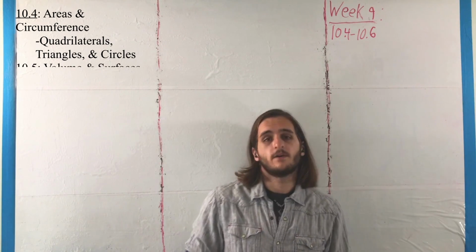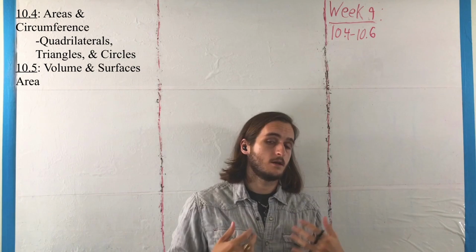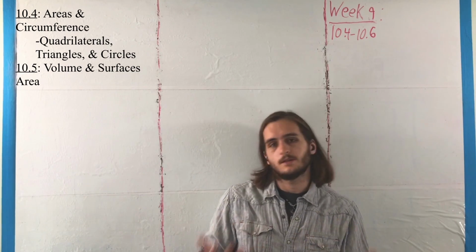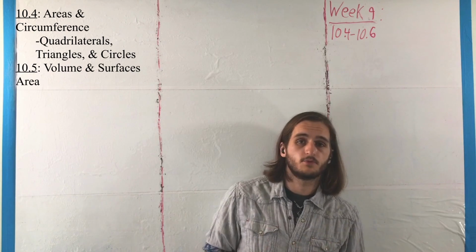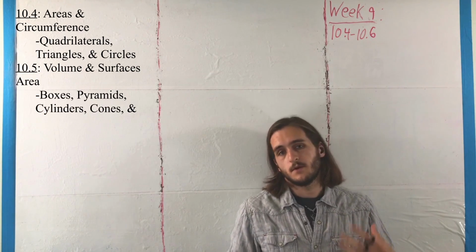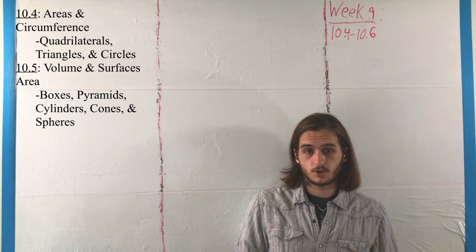Then, in section 10.5, we're going to be taking our ideas of two dimensions and spreading them out to talk about things in three dimensions. We're going to be looking at volumes and surface areas. So, a lot of basic shapes here, things like rectangular prisms, cones, spheres, cylinders, in terms of both volume and, where applicable, where reasonable, surface area.